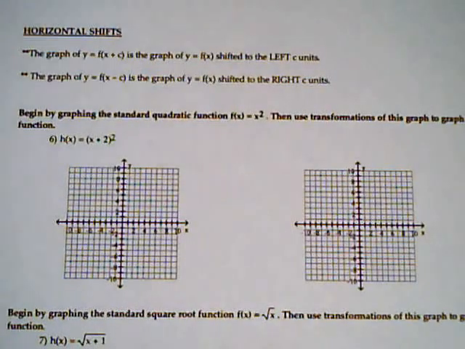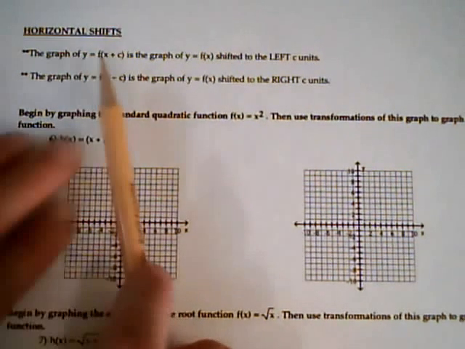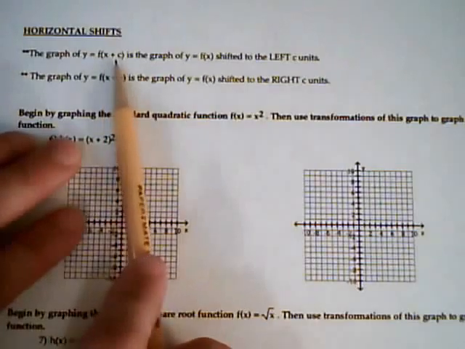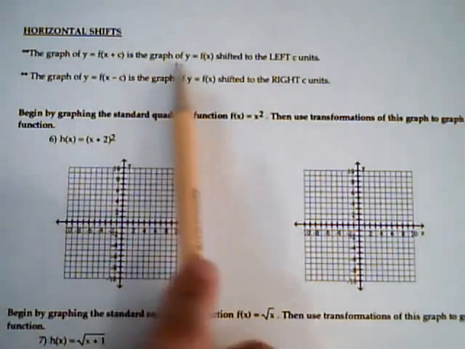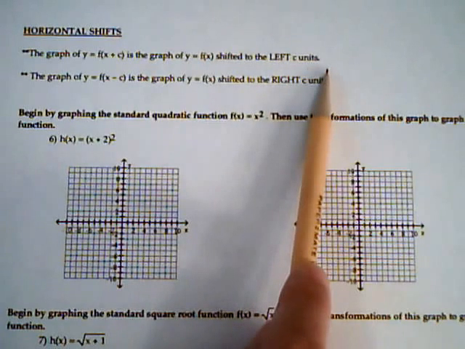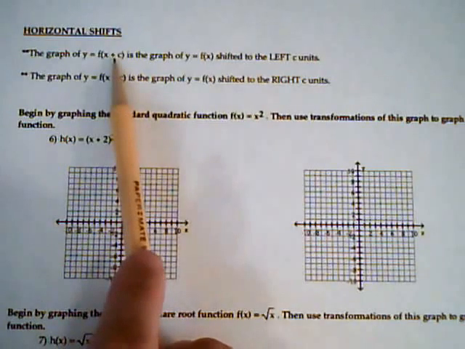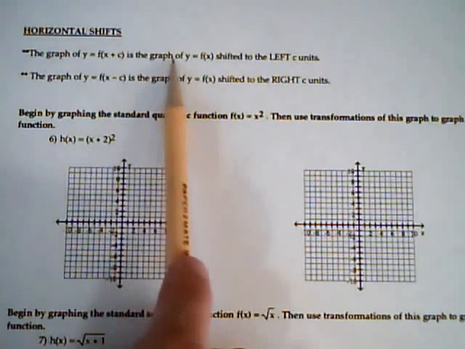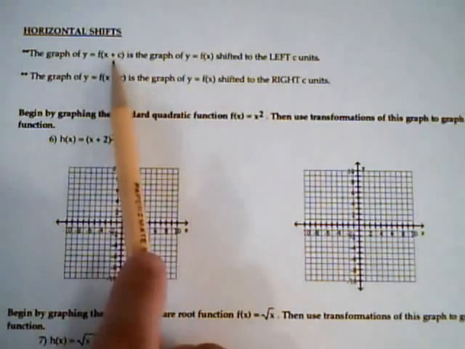Okay, next we'll talk about horizontal shifts. Your graph moves left to right. It says the graph of y equals f of x plus c is the graph of y equals f of x shifted to the left c units. This time notice where your constant is being added. It's not being added to the function, but to the variable, to the x.